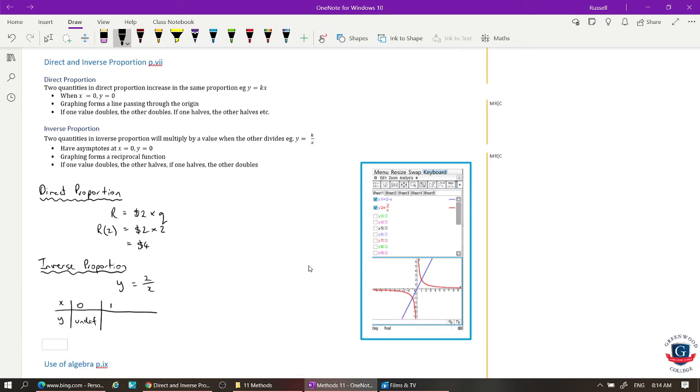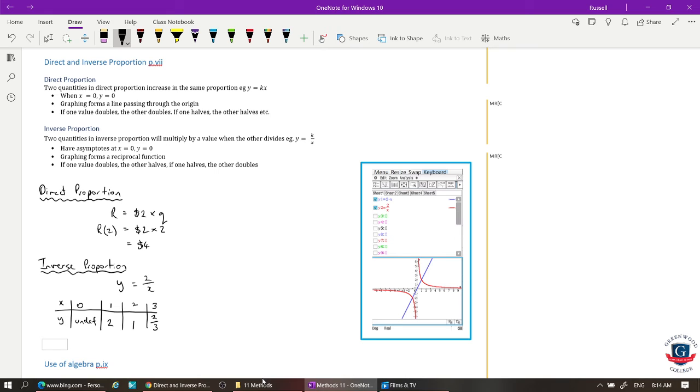When X is 1, Y will be 2. When X is 2, Y will be 1. We can see that as X is increasing, Y is decreasing. When X is 3, Y is 2/3. So on and so forth. What we can see is that as X gets larger, Y gets smaller. And in this case, it's approaching 0.